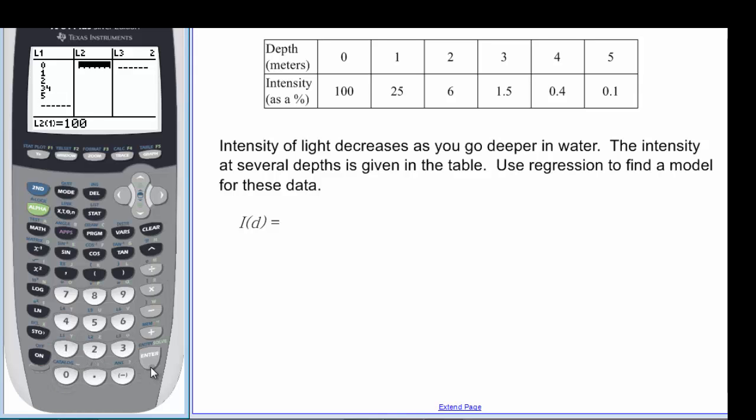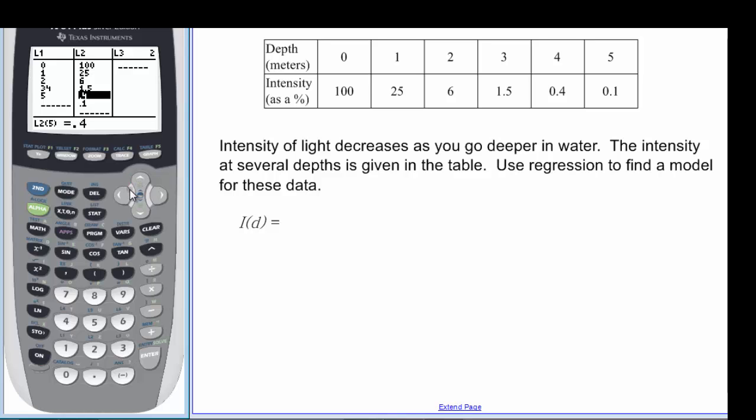So we have 100% to start. And I missed something somewhere. Oh, my 3 and my 4 went together. I would have gotten an error here because I had more things in L2 than I did in L1. So I always double check that before I go look, and then I can see right here I did 34 instead of 3 and 4.